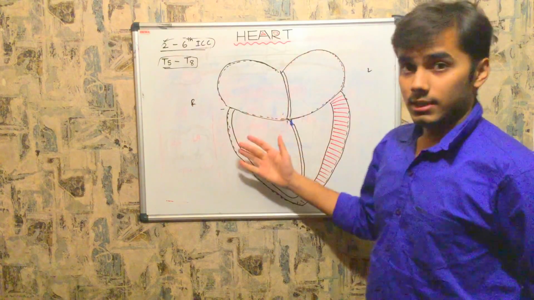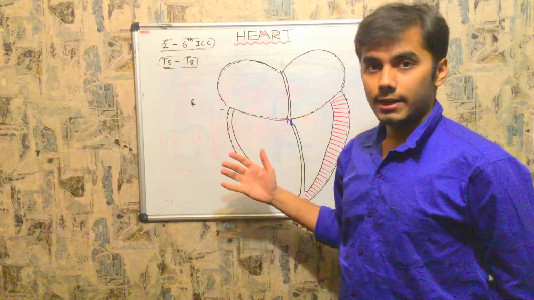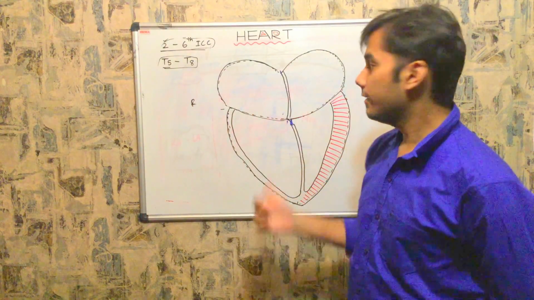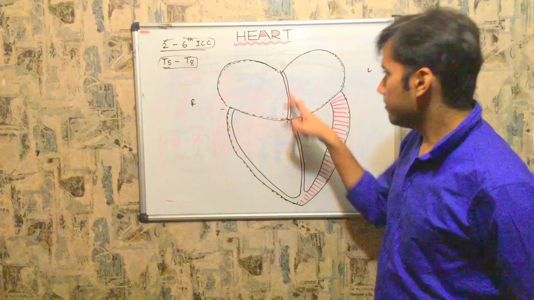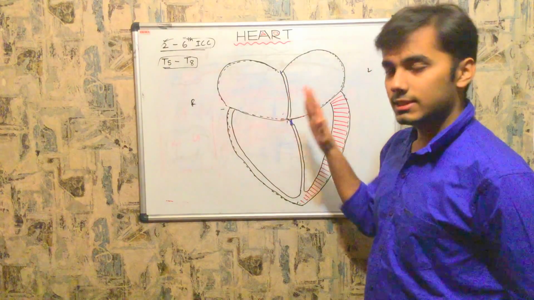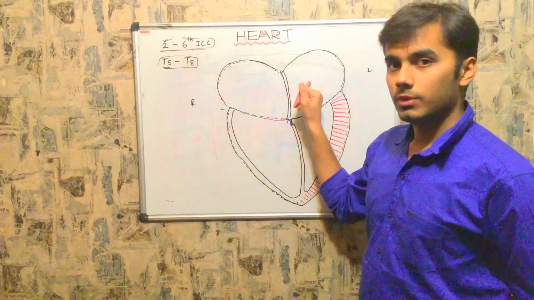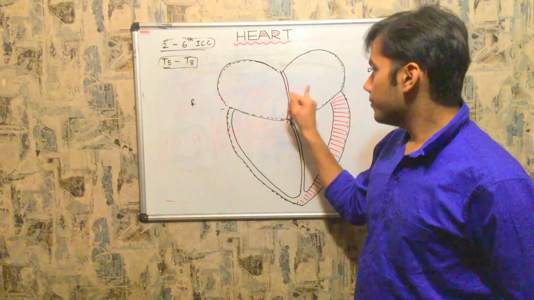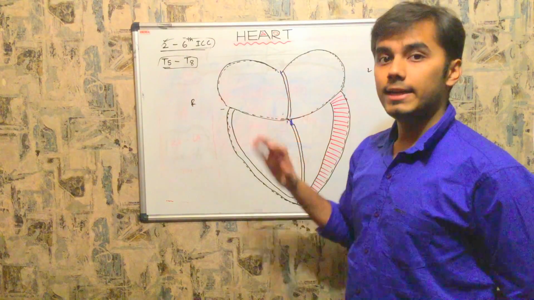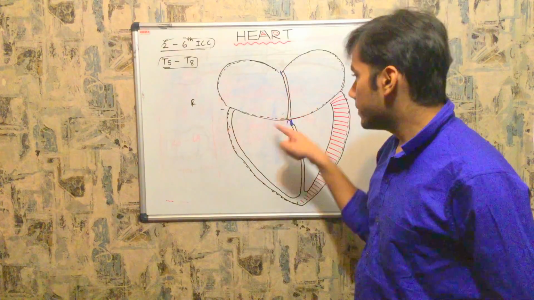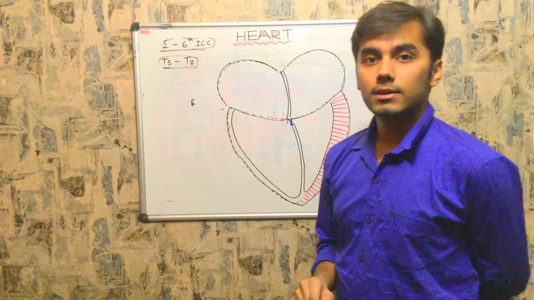I'm talking about the internal anatomy of the heart, based upon the internal structures which are located within the heart, right? So this is the septum, or a wall, that is completely dividing your right atrium from your left atrium. This septum is located between the two atria. This septum is named the interatrial septum, right?